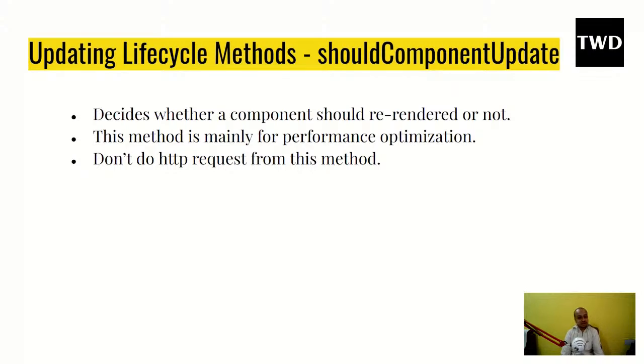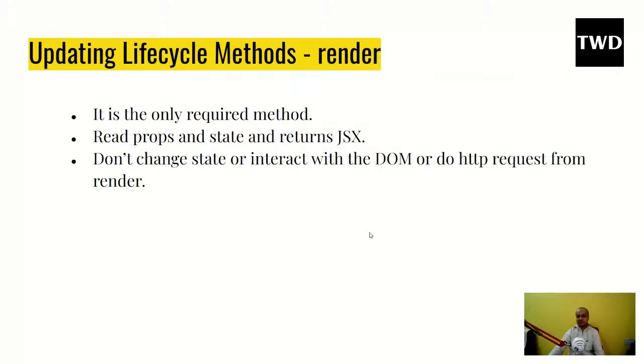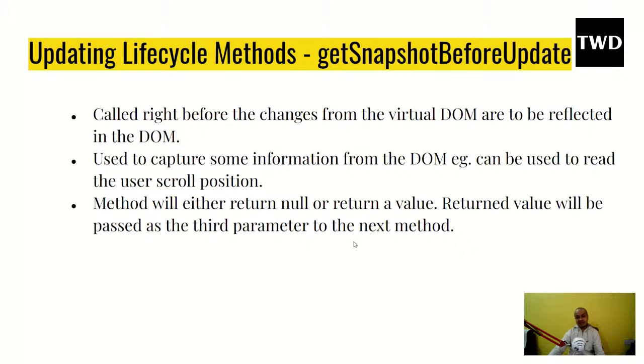Okay, so it decides whether a component should be re-rendered, and I don't know how it is done in hooks. Hooks doesn't have this lifecycle method, at least this one it doesn't have, so maybe they have removed it. It decides whether a component should be re-rendered or not. This method is mainly used for performance optimization, as I've said. Not for HTTP requests. So you can stop a component from being re-rendered if you use shouldComponentUpdate. Okay, then render, as you know what is render. Then getSnapshotBeforeUpdate.